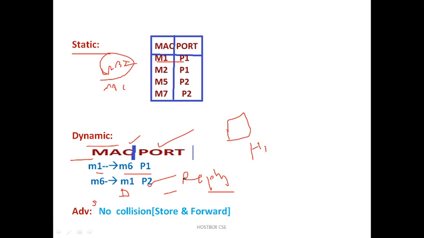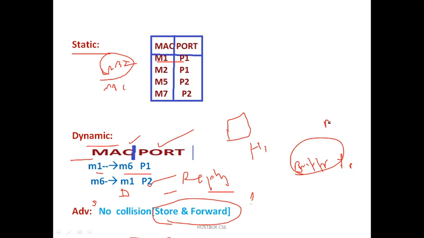Moreover, the advantage of a bridge is what? No collision. Why no collision? Because it follows the store and forward concept. Once a message comes to the bridge, it has a storage capacity called a buffer. Suppose packet 1, message 1 comes, it saves the information. Again packet 2, message 2 comes, it saves the information. So it keeps on coming and this reduces and stops collisions here.